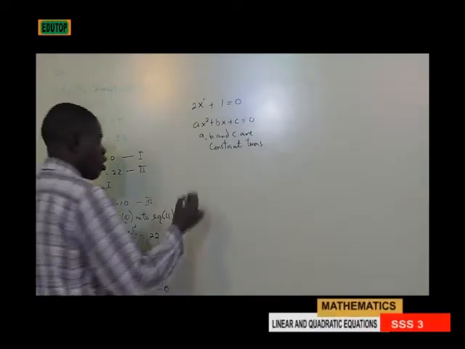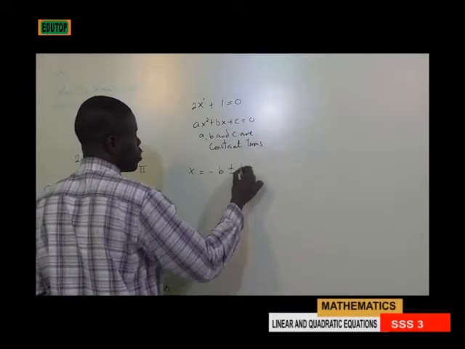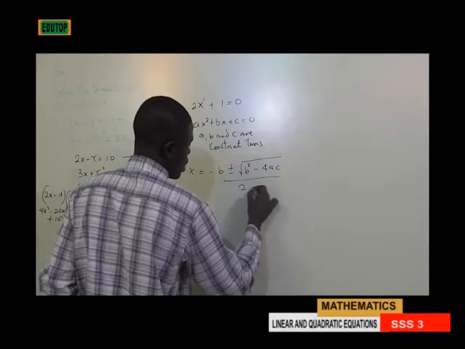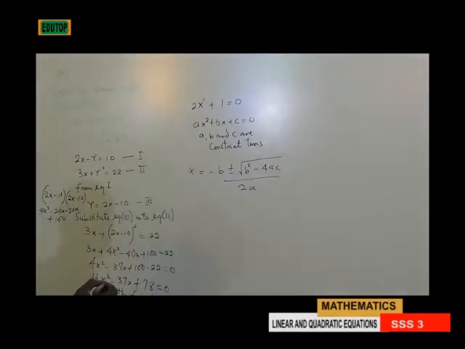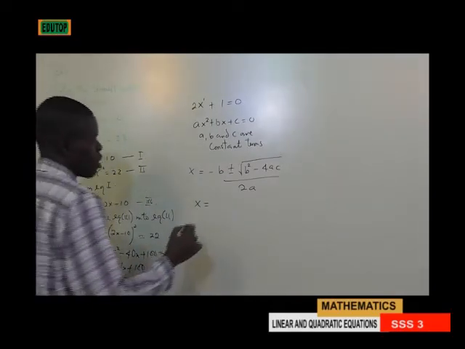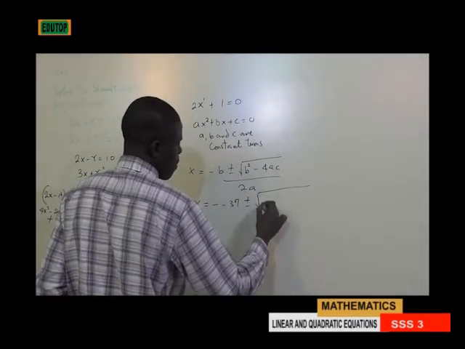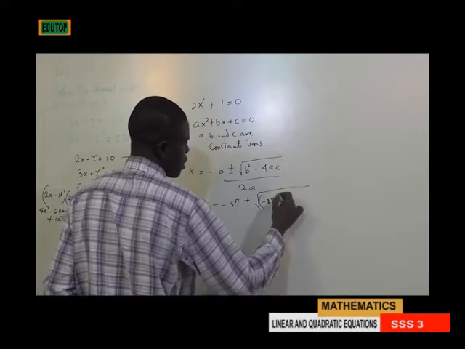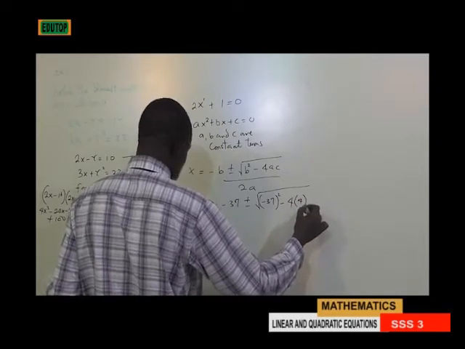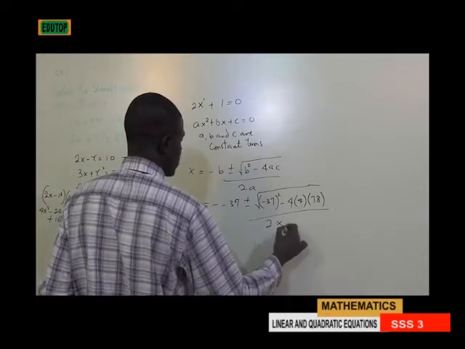So, we recall that x will be minus B plus or minus the square root of B squared minus 4AC, over 2A. That is the formula. So here I have x equals, what is my B? My B is minus 37. So I'll have minus 37 plus or minus the square root of minus 37 squared minus 4 into A, which is 4, and into C, which is 78, over 2 times A.